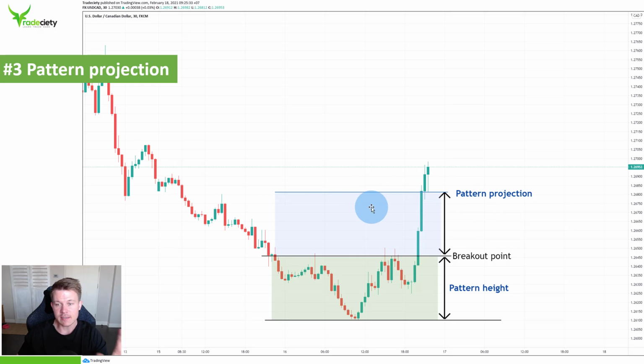This is not the same way we use the fixed reward to risk ratio, because obviously in the fixed reward to risk ratio you would project it based on the stop loss size. Here we project it based on the pattern distance.